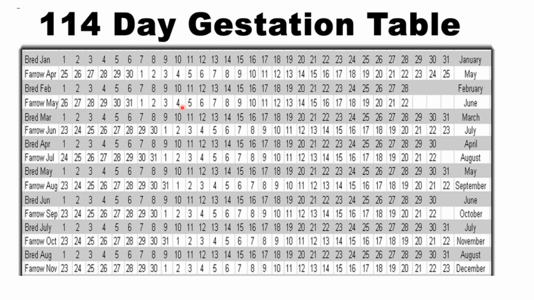So, count again 114 days. So if you mated here on June 2, let's see. June 2 is here. If you mated on June 2, the expected farrowing date is now September 24. So you really need to know the lactation period, the gestation period, and the weaning to estrus interval in order to produce a breeding calendar.